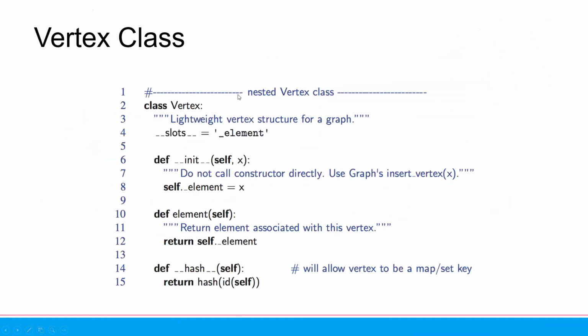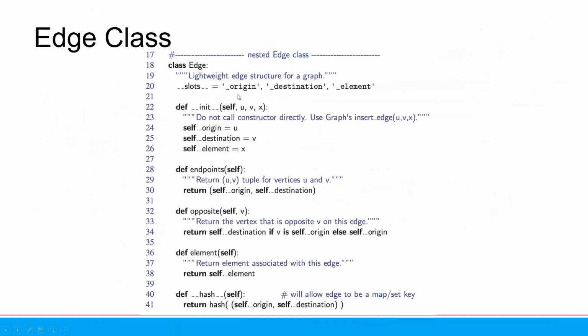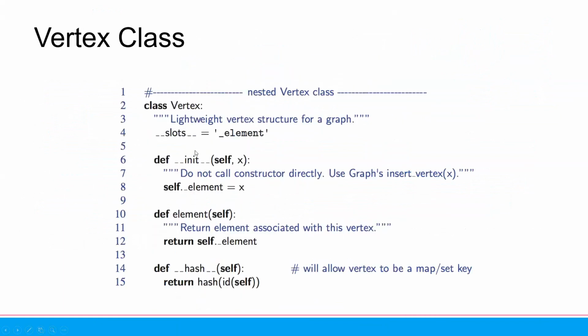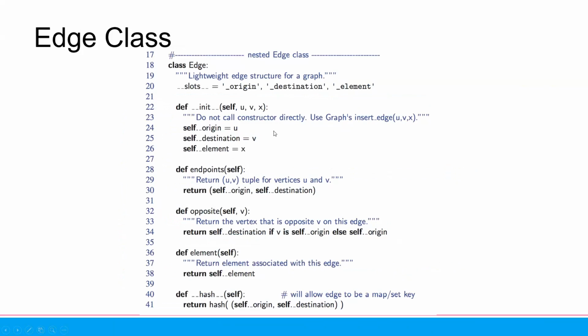So this is the Vertex class. You will see the constructor and what is the element or the name of the vertex. It has a hash, which allows you to make a key from this vertex. And then we have the Edge. There is an origin, a destination, and the element. We know the endpoints, the opposite, and the element, and again we have the hash to determine the key for the map.